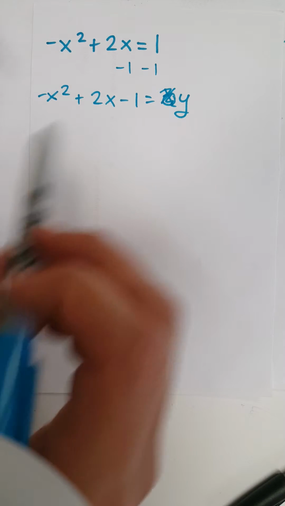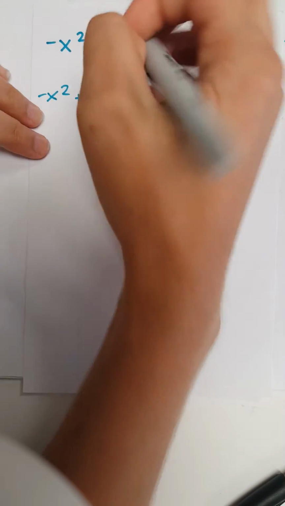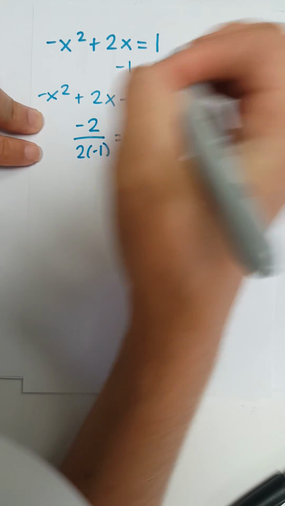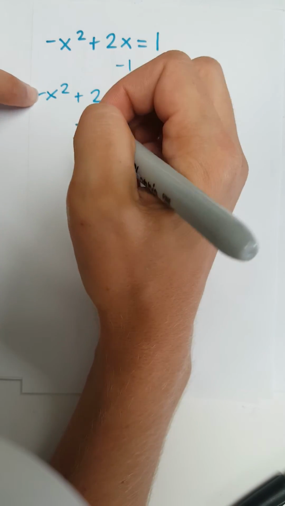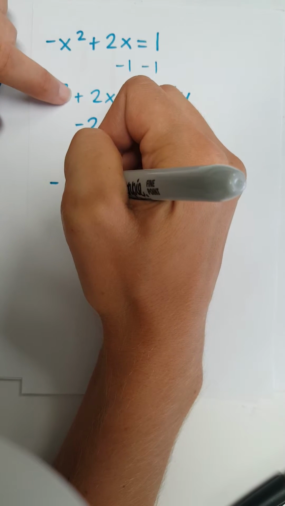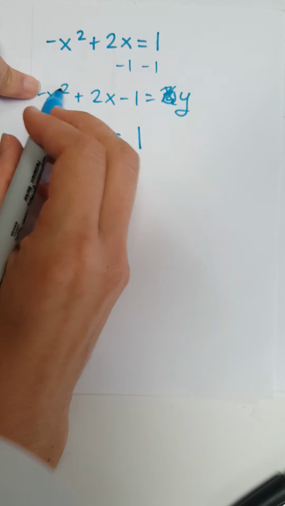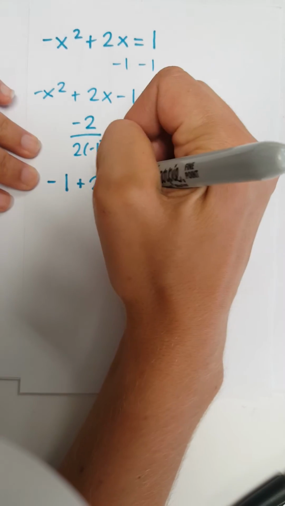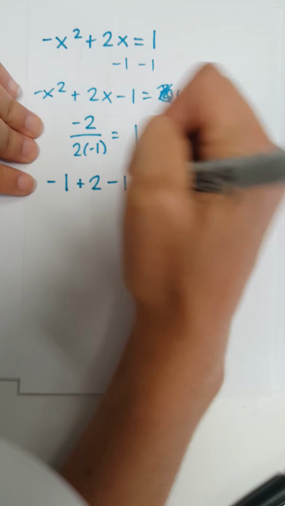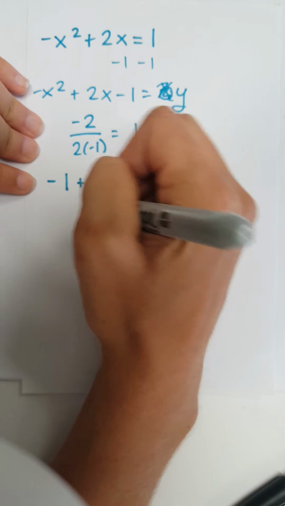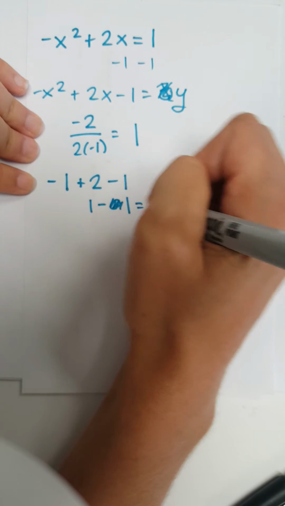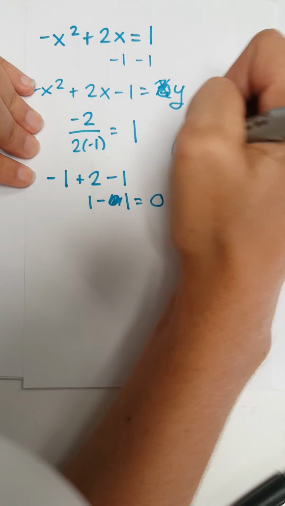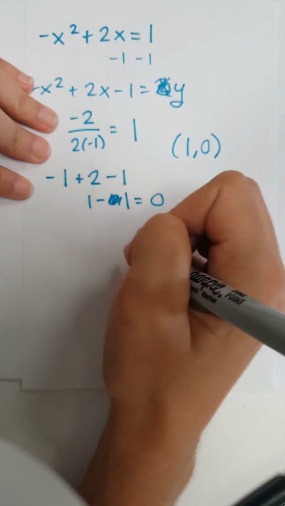Okay, so you should have graphed this. You would have gotten -2 over 2 times -1, which would have given you +1. So that means that y would be -1 plus 2, because look, this negative is outside, so 1 squared is 1, and then it's negative. So negative 1 plus 2, because 2 times 1 is 2, minus 1, equals 0. So our vertex is the point (1, 0).